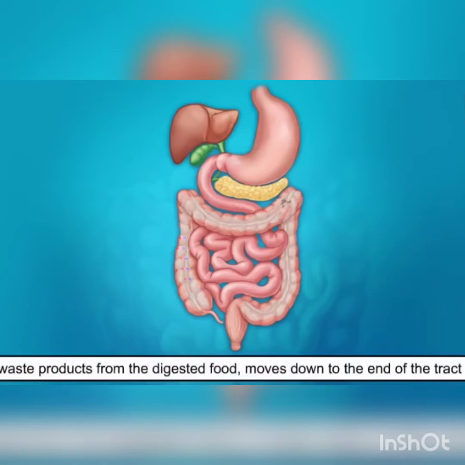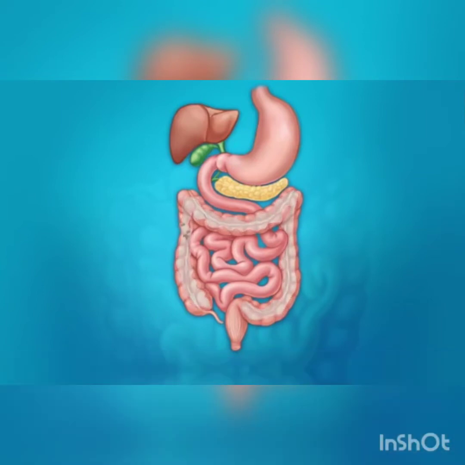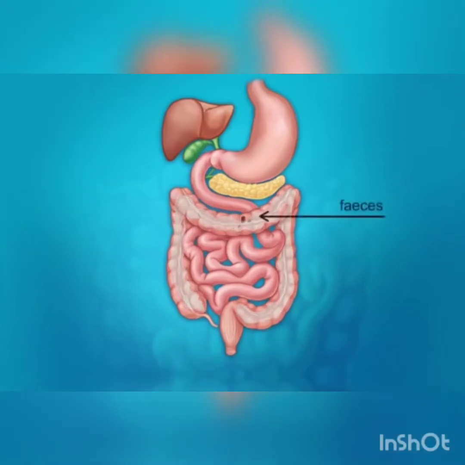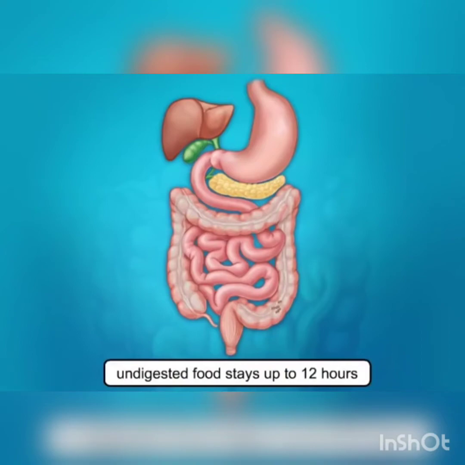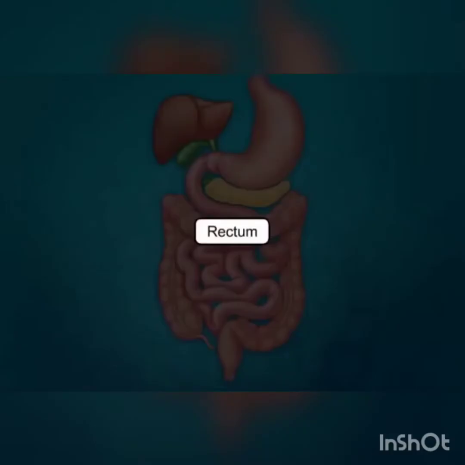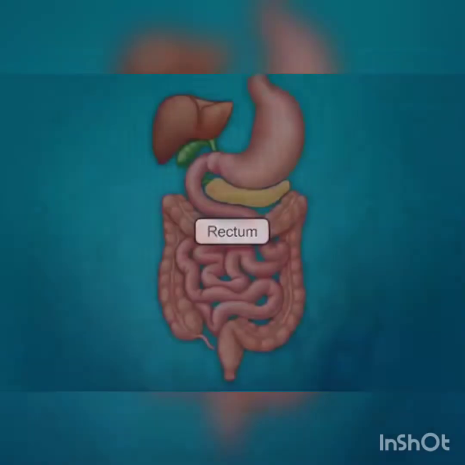The waste product from the digested food moves down to the end of the tract. Here, the walls of the large intestine are very smooth and it produces a slimy mucus. This helps the food waste, called feces, to slide along easily and pass out of the body through the anus. The undigested food stays up to 12 hours in the large intestine. Therefore, it is pulled out of the body.